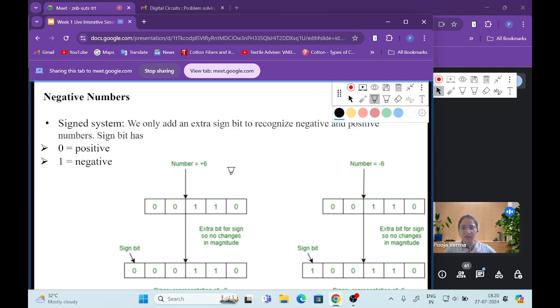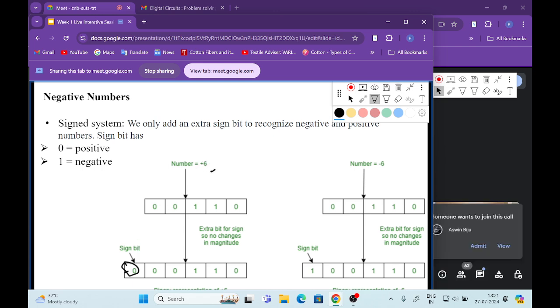The other one is negative numbers. Negative numbers can be represented in three types: first one is sign magnitude, then ones complement, and another one is two's complement. Okay, so in sign magnitude, we only add an extra sign bit to recognize whether a number is negative or positive. If the sign bit is 0, then it is a positive number. If it is 1, then it is a negative number.